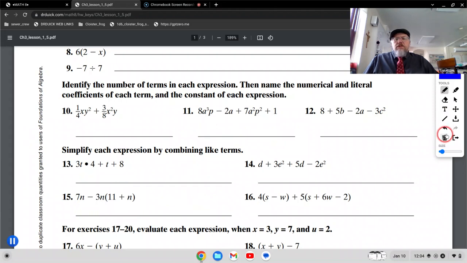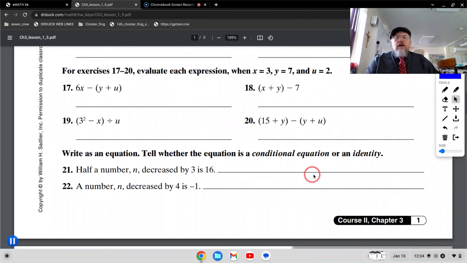So let's clear this. Slide down to number 17. Evaluate each expression if x equals 3, y equals 7, and u equals 2. Well, that's easy. Just substitute them in. So this would be 6 times 3 minus, what's this, 7 plus 2, right? Let's pull this up to here because I'm running out of space. This makes that 18 minus 9. So 9 would be my answer. I can circle it too.